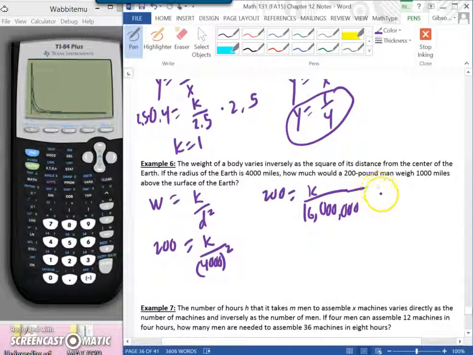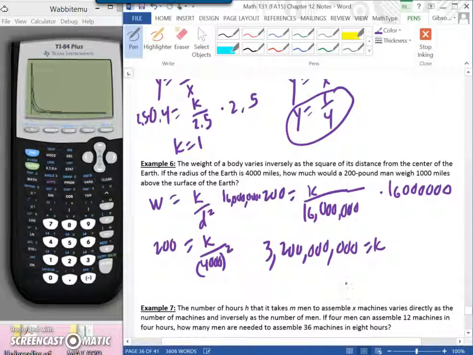Now, we would have to multiply each side by 16 million. This is to get K. So this would give us 3,200,000,000 is equal to K. So now, we will have W is equal to 3,200,000,000 over, what's that, D squared.